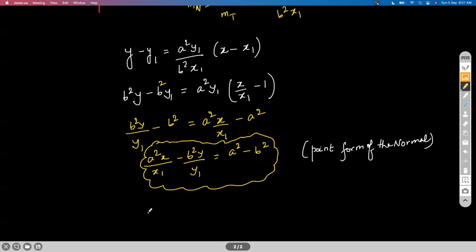Later on, maybe not in today's class, maybe in some later classes, we'll be talking about the equation of the normal at a given point x1, y1 to a hyperbola. The hyperbola normal equation is very similar to this. It's just that b square will be replaced with minus b square, so there will be a plus sign coming here and here. We will talk about it when we start that chapter. So this is the equation of the normal in the point form.